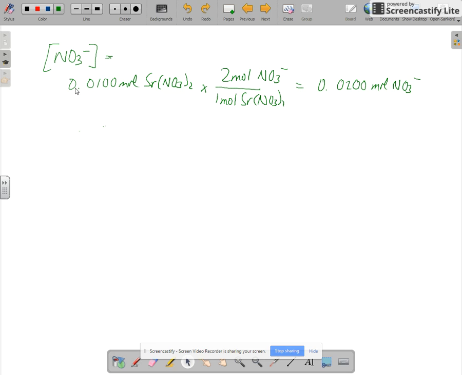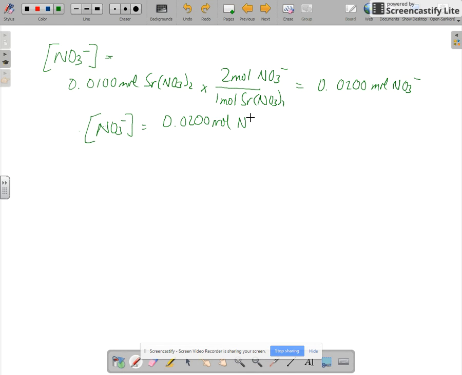So I'd say to myself, all right, where did the nitrate come from? It came from the strontium nitrate original solution. The only catch, this was my original mole value, was that for every 1 mole of strontium nitrate, there are 2 moles of nitrate. So this was my moles of nitrate. And then to get the molarity, easy enough, just take that mole value and divide by the total volume.